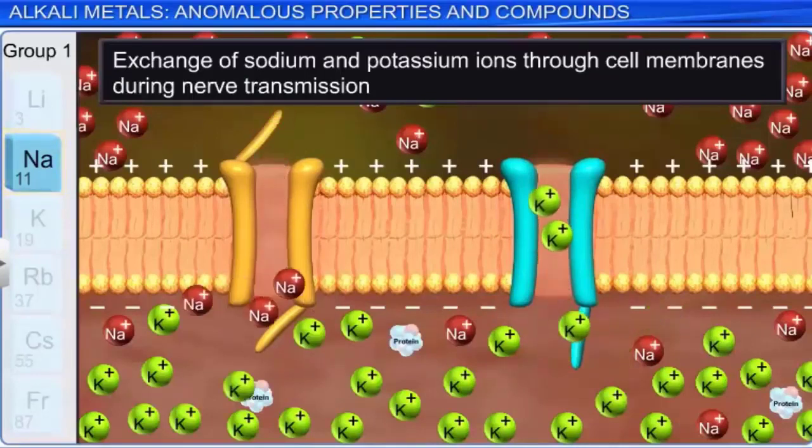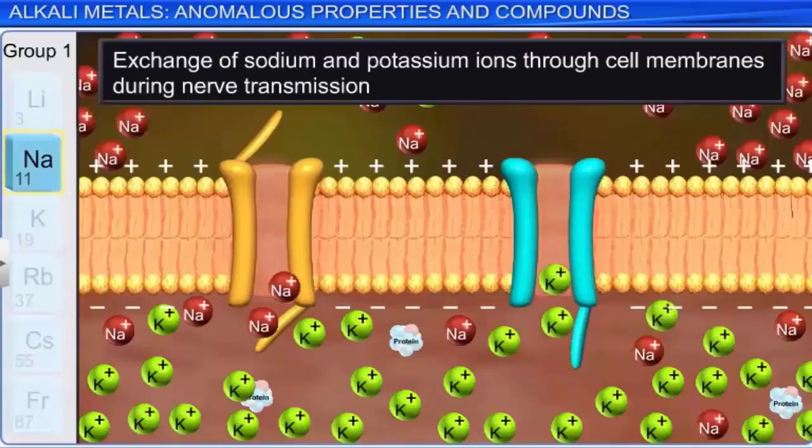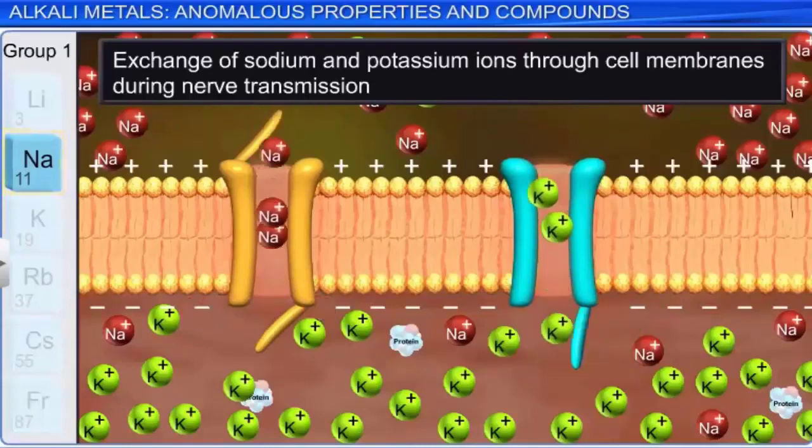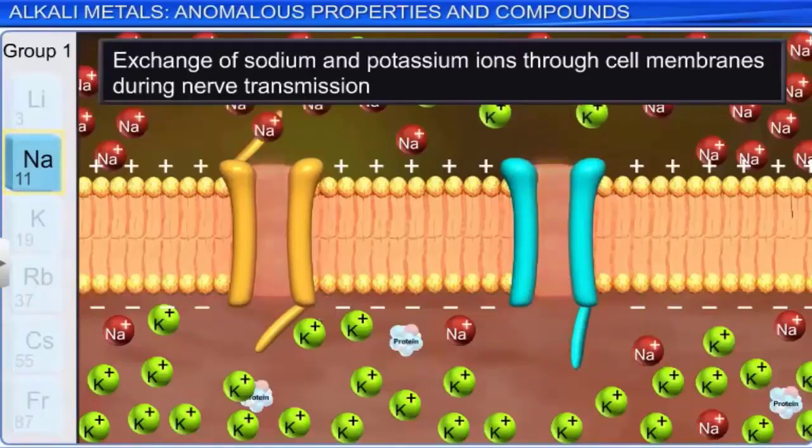The movement of sodium and potassium ions across the membrane causes the polarity of the membrane to change momentarily. As this moves down the neuron, the nerve signal travels through the body.